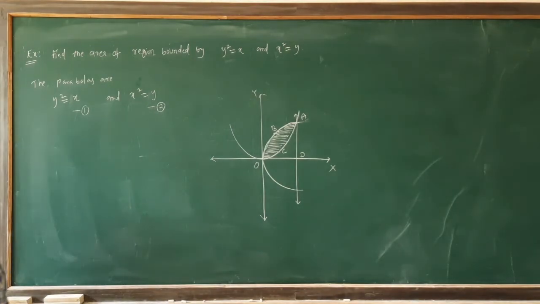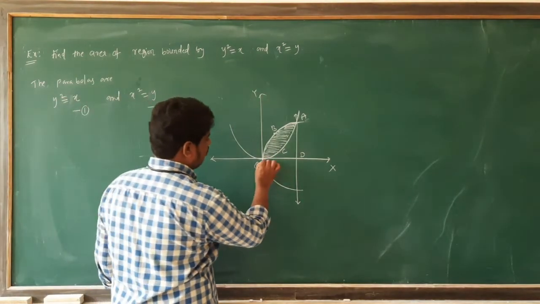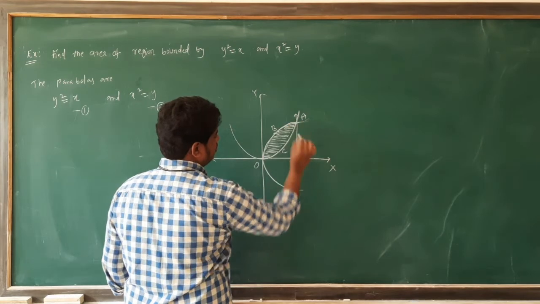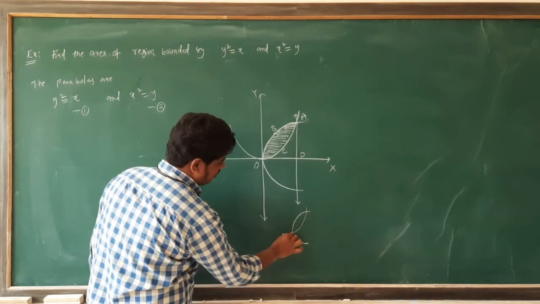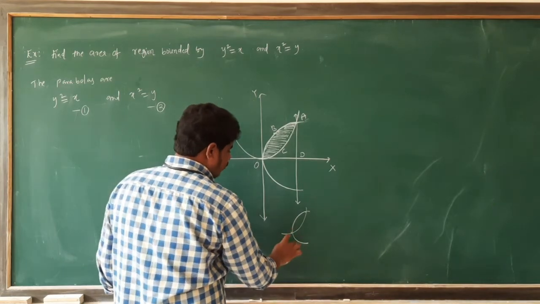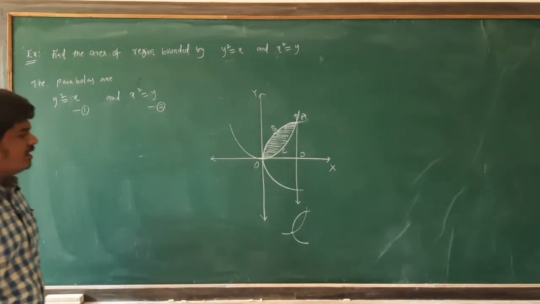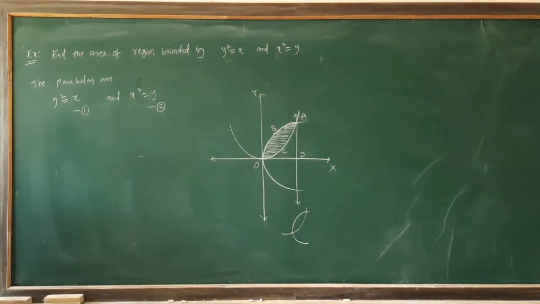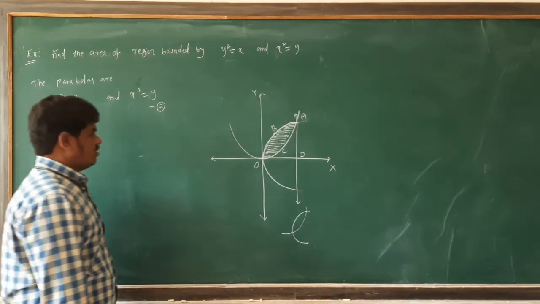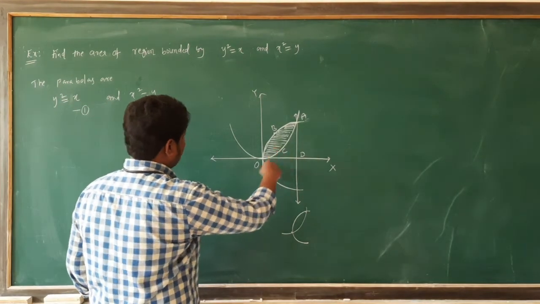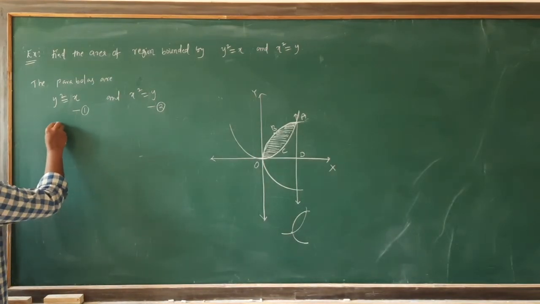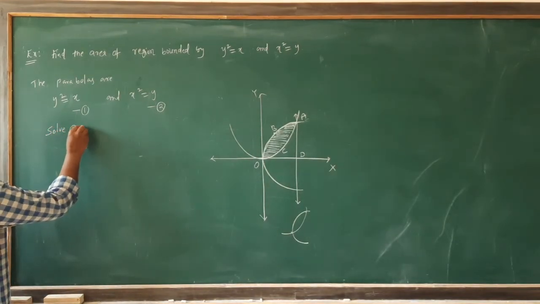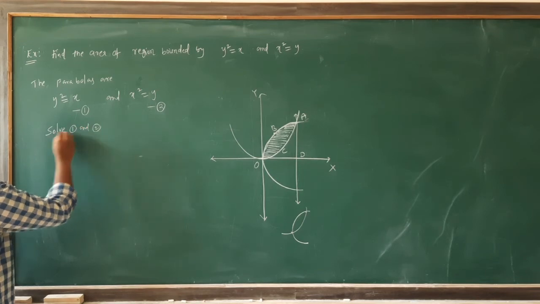Here, what are the O and A? These are the two terms. These O and A are points of intersection of two parabolas. How will we get them? By solving equation 1 and equation 2. Just solve 1 and 2.